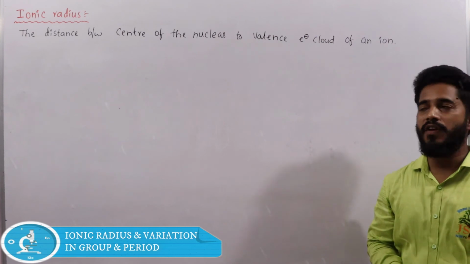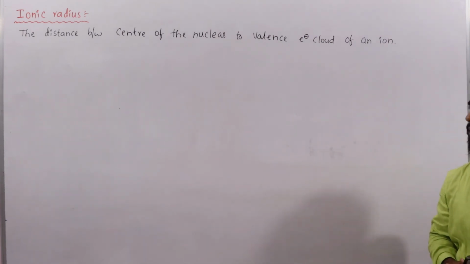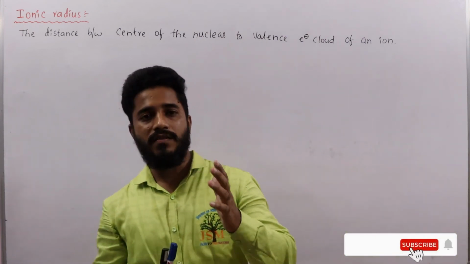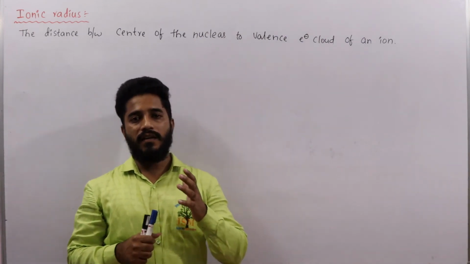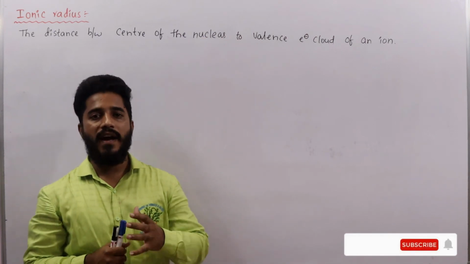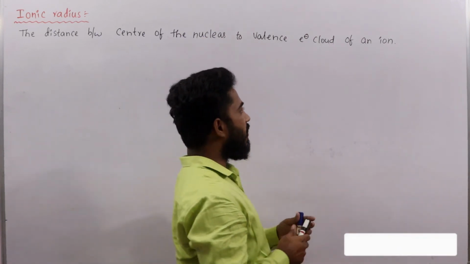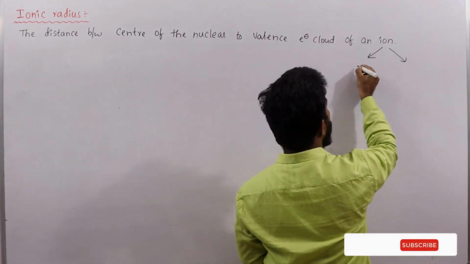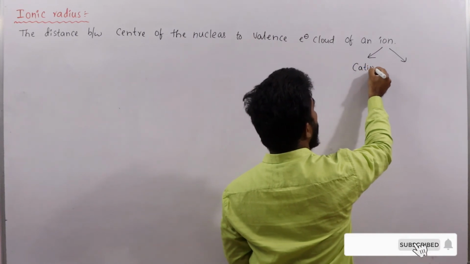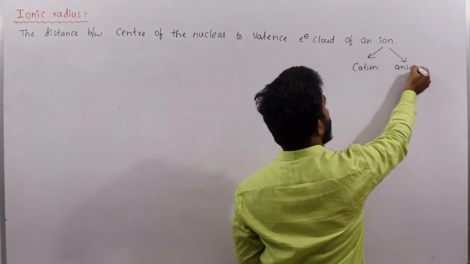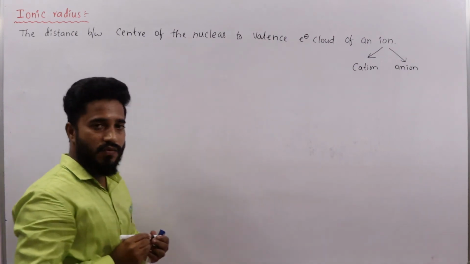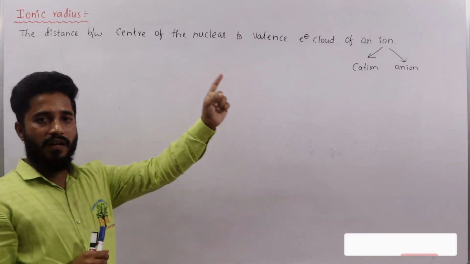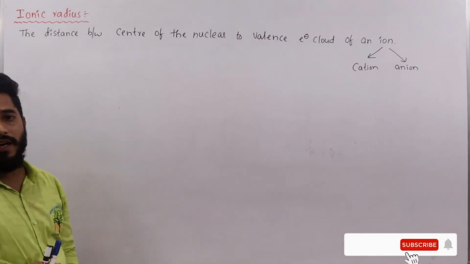In this class, I am going to explain ionic radius. Okay, what is ionic radius? The distance between the center of the nucleus to the outermost electron cloud of an ion. Here ion means it may be a cation or an anion, so both types of ions are present. One is cation and one more is anion. The distance from the center of the nucleus to the outermost electron cloud is nothing but ionic radius.